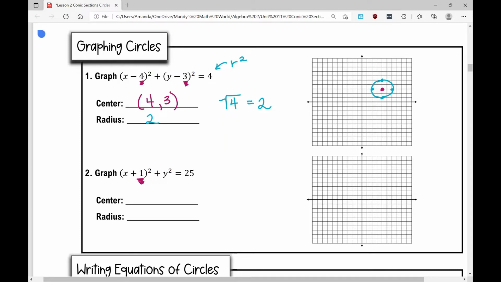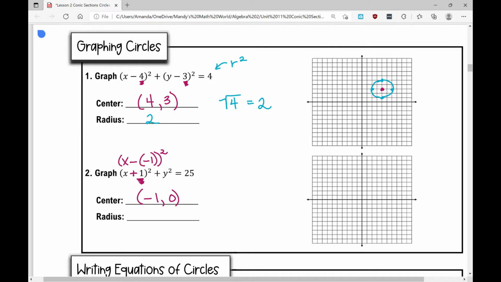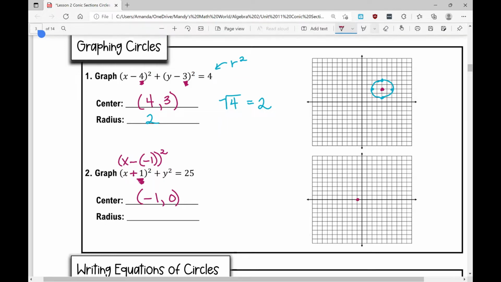So essentially, x minus h would have been negative 1, to end up with a plus 1 in there. So in this case, h is negative 1 and k is 0. I don't have any translation. I haven't moved this circle up or down at all. So the center point is at negative 1, 0, and that's on my x-axis.